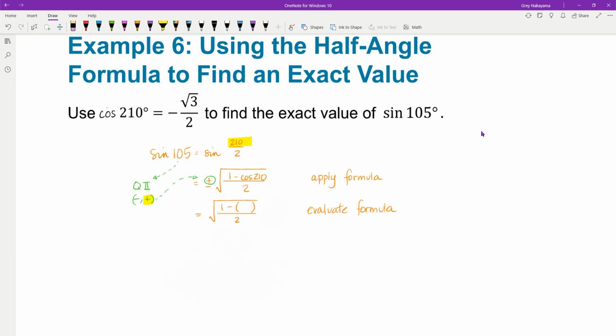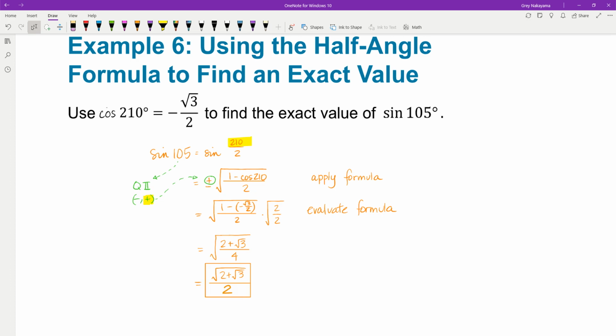So I'm going to evaluate by putting parentheses wherever I see the trig function. Cosine of 210 is negative square root of 3 over 2. And I'm going to do the same thing to simplify it. 2 plus the square root of 3. And then again, when you take out that square root, you end up with the square root of 2 plus the square root of 3 all over 2. It's okay to have a radical under a radical. You just can't have a radical in the denominator.